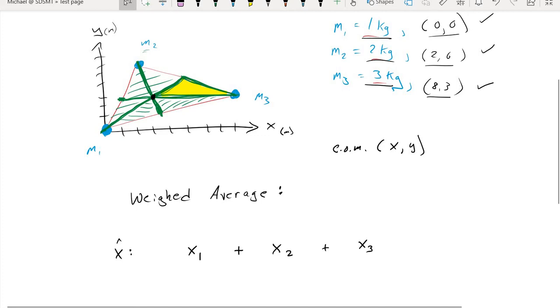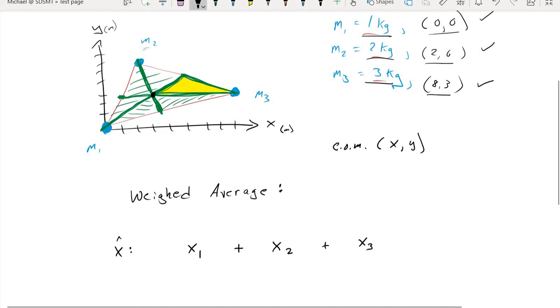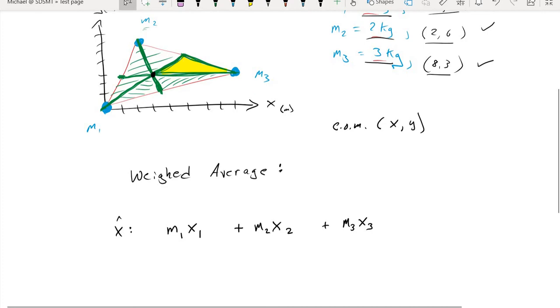But the next thing we have to do is weigh the contribution of each mass at those specific locations. And the way that we can do that is to multiply each position value by the mass that is sitting there. So mass 1 will be multiplied against its value on the x-axis. Mass 2 will be multiplied by its x value. And mass 3 will be multiplied by its x value.